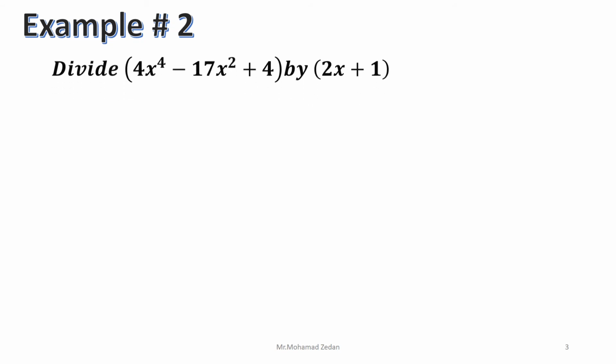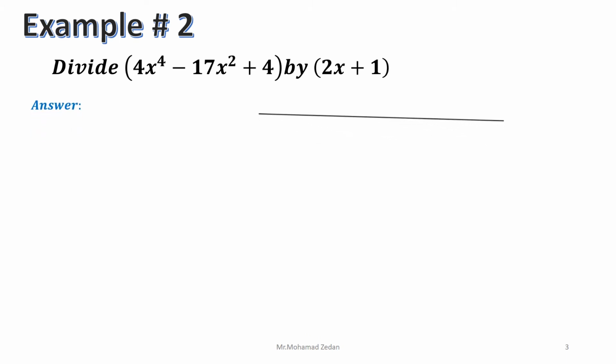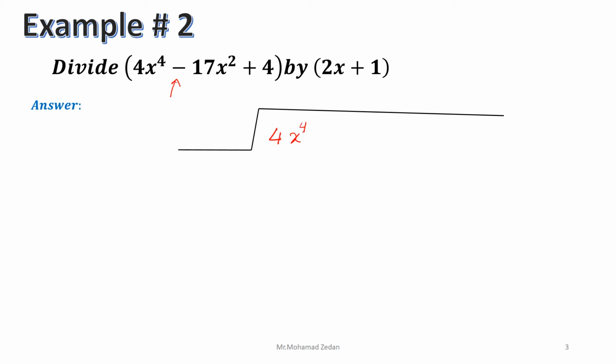Next question, example number 2. Divide 4x to the power of 4 minus 17x squared plus 4 by 2x plus 1. If you look at the dividend, you have a fourth degree term, and after that second degree. We don't have x cubed here. So when you write this, you have to write in order, of course, 4x to the 4. And if you have a missing term like this, x cubed here, just write 0. You can write it 0x cubed.